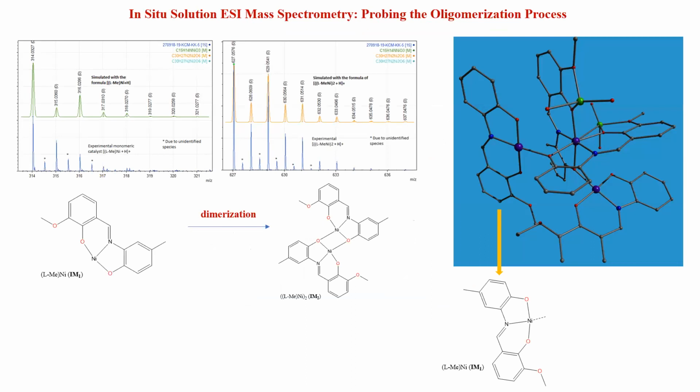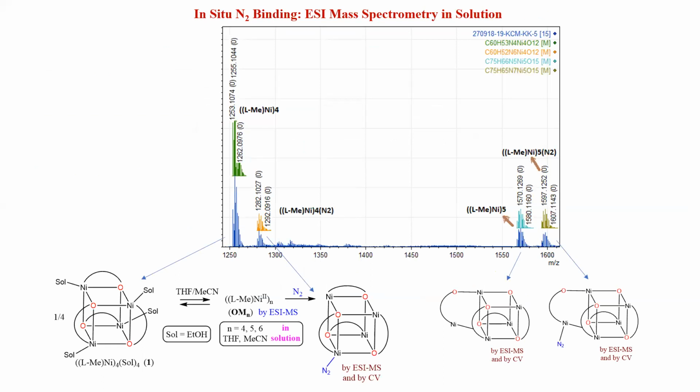And now we are proving the fragments in solution. So monomer, dimer, and even the monomer we can trap with another unit in this form. Okay. And we have also proven that this tetramer and pentamer in solution can also bind with nitrogen, and it fits exactly with the expected mass values.